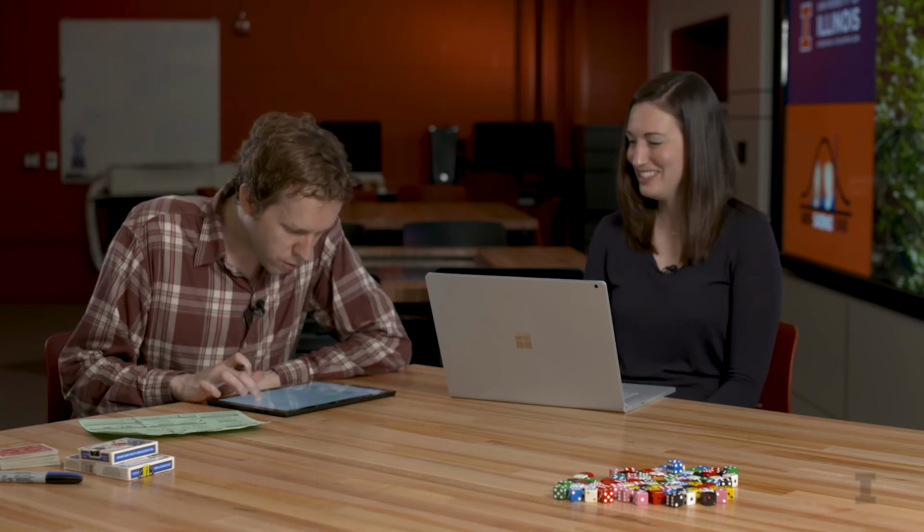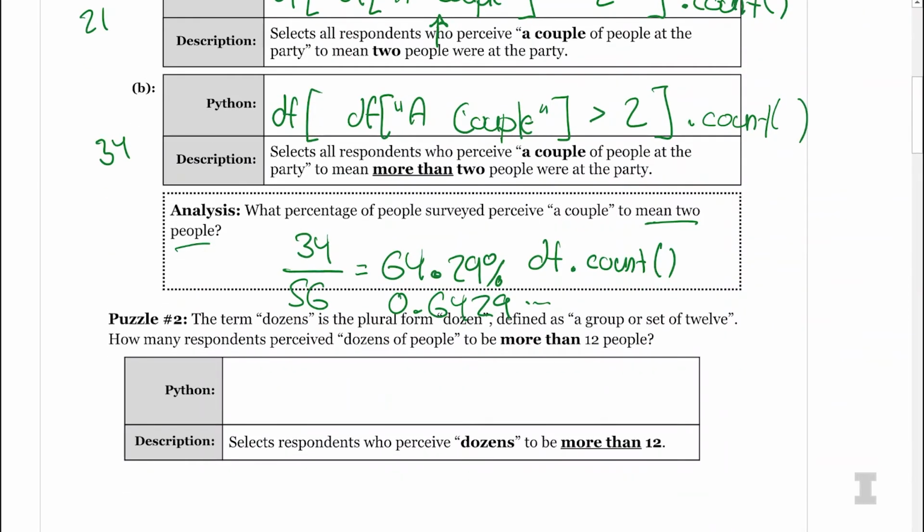One last puzzle here, puzzle 2. The term dozens is a plural form of dozen, defined as a set of 12. How many respondents perceived dozens of people to be more than 12 people?